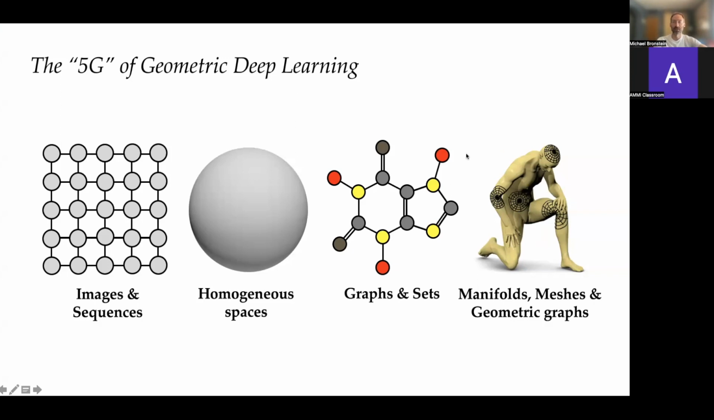So this was just a reminder for you of what kind of domains we considered so far. We talked about the 5G of geometric deep learning, and today we're talking about the last G. So we're talking about manifolds, meshes, and geometric graphs. And Taco after me will be talking about gauges, which is a generalization for manifolds, what is called bundles.